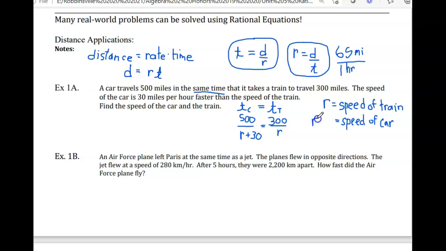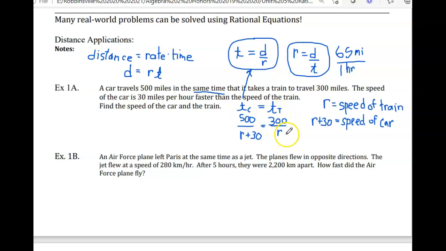So for the car, it would be r plus 30. And now you can write a little proportion. So we know time from above here is the distance divided by the rate of speed. Well, we are given both distances: 500 miles for the car, 300 miles for the train.